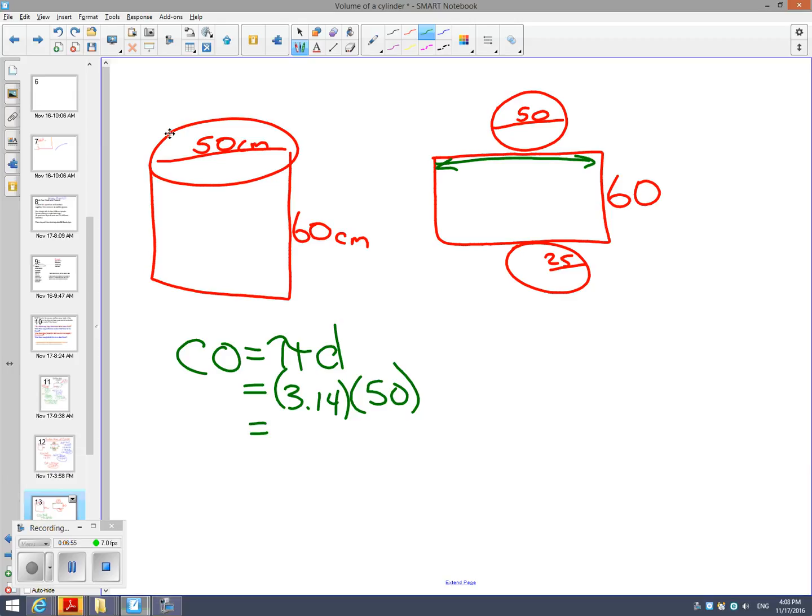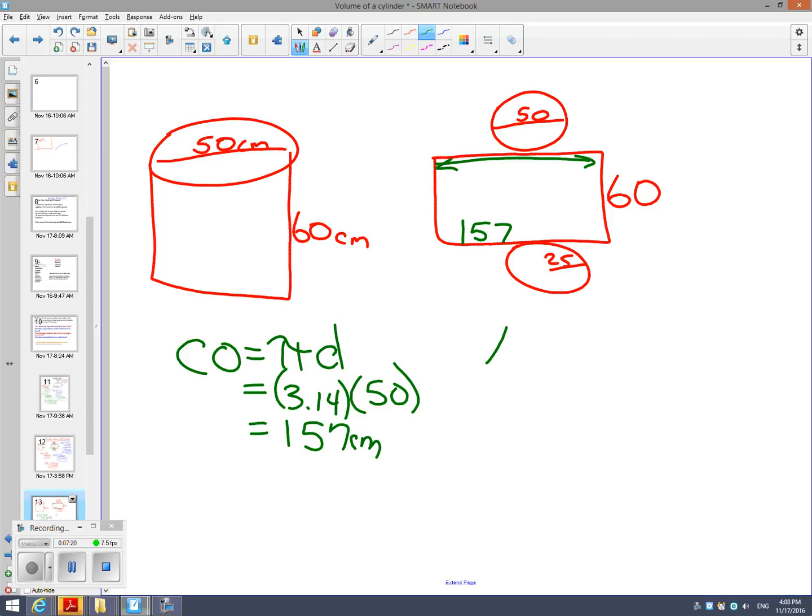3.14 times 50 is 157 centimeters. Not that it matters in this case. Now that I have that, I can place that on my drawing, my net, and it's completed. Once my drawing is completed, I can start doing my shapes.